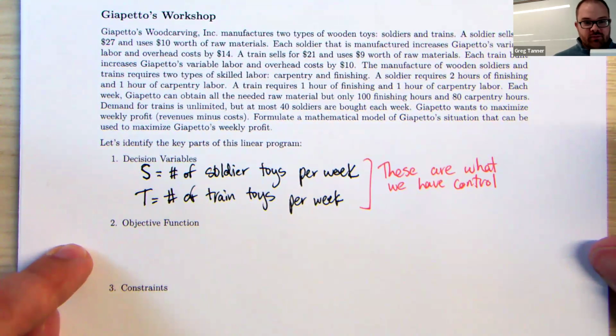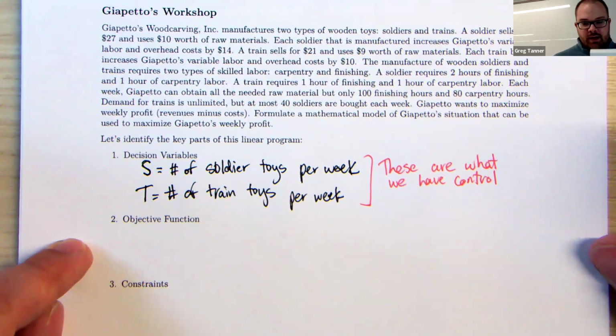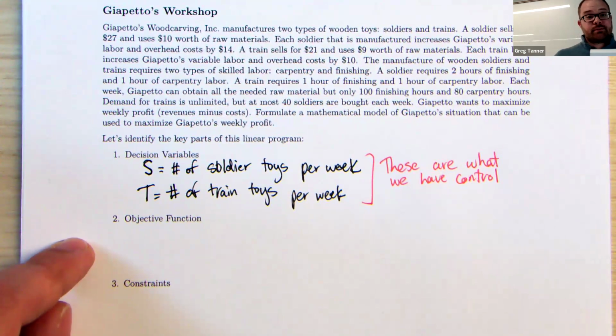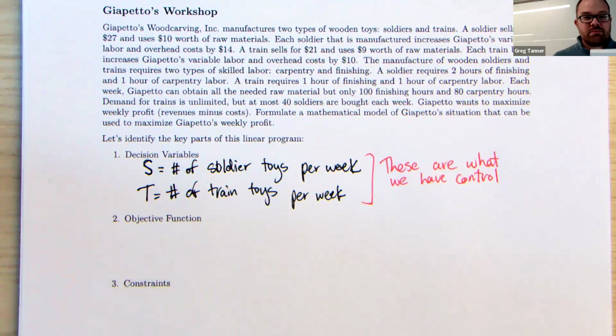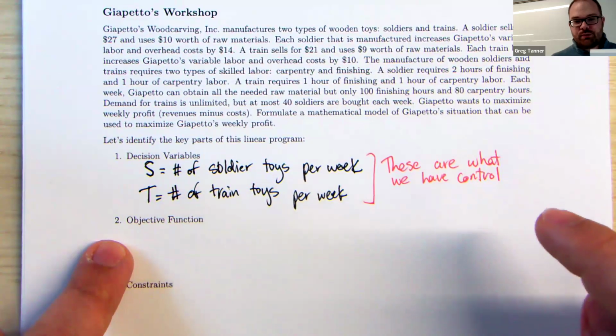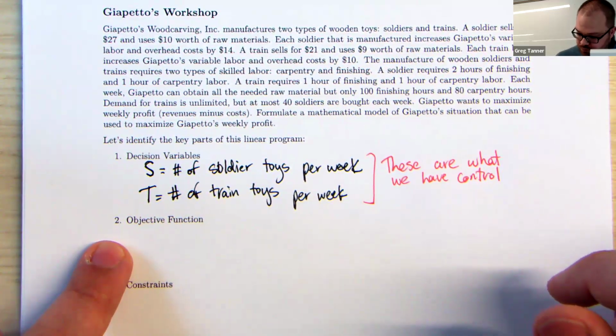Next part of the formulation is the objective function. This is what we want to maximize or minimize. So either we can set up the problem as trying to maximize something that we like, such as profit, or oftentimes we'll set up a problem so that we're minimizing something that we want to avoid, such as cost. So we might want to set up a problem that minimizes cost while meeting certain minimums. But in this case, reading it, we want to maximize Geppetto's weekly profit.